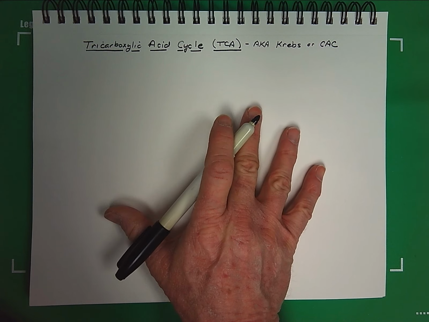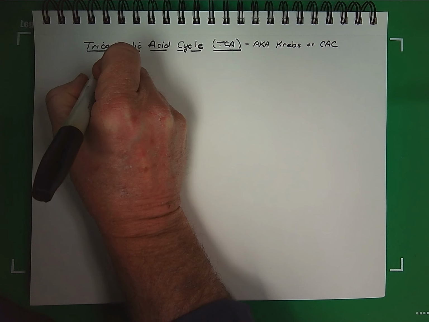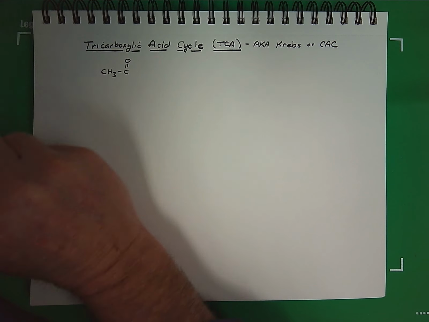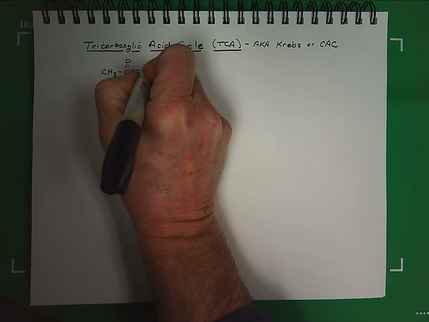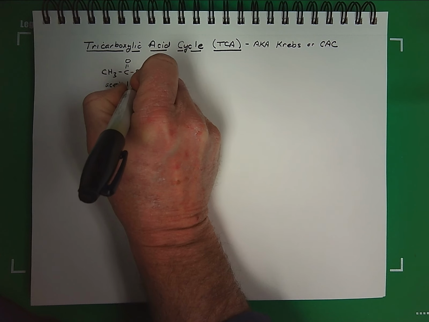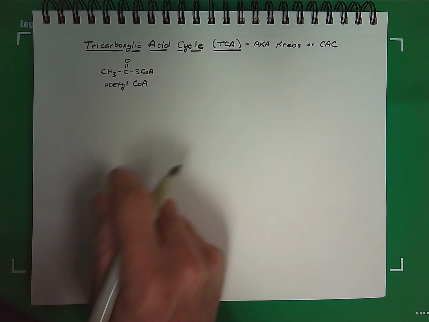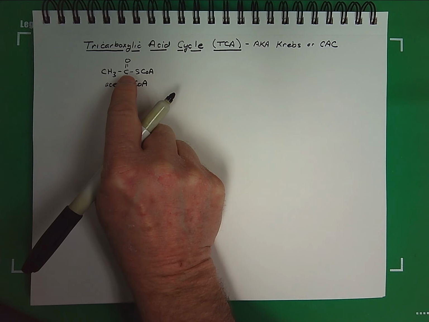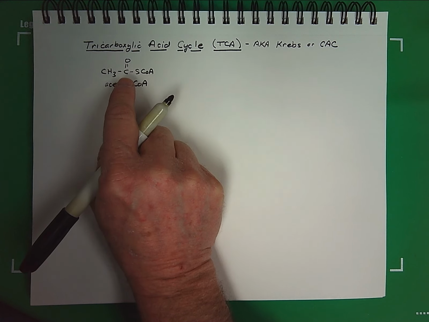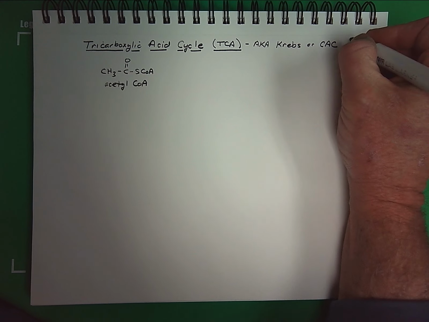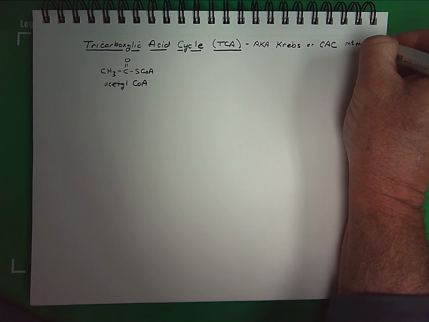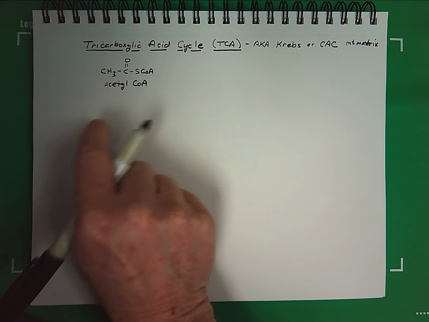Now, in order to start the TCA cycle, we have to have our substrates. The first substrate we're going to be looking at is a substrate we generated using pyruvate dehydrogenase, and this is, of course, acetyl-CoA. The acetyl-CoA was generated from pyruvate, which came down the pipe from glycolysis. Now recall, we are in the matrix of the mitochondria. All of these reactions in the TCA cycle will occur in the mitochondrial matrix.